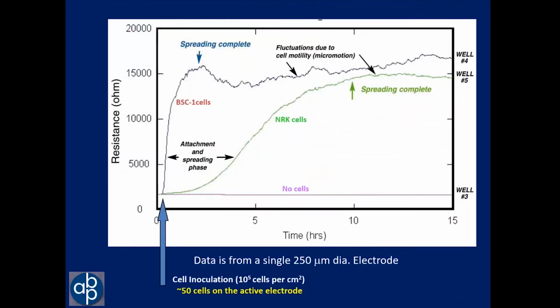Here's typical data measured at 4,000 hertz when we inoculate, in this case, one of these small electrodes with cells at the blue arrow. As the cells attach and spread, they interfere with the current flow. We see a dramatic change in the resistive portion of the impedance. We can see that the BSC1 cells reach confluence sooner than the NRK cells. But also there are fluctuations in the curve that are biological in nature, because notice at the base of this curve we have a trace where no cells are added and we simply have medium in the well. These curves will depend upon the frequency that we choose, but this is the typical sort of time course data that we can record growing cells on electrodes.